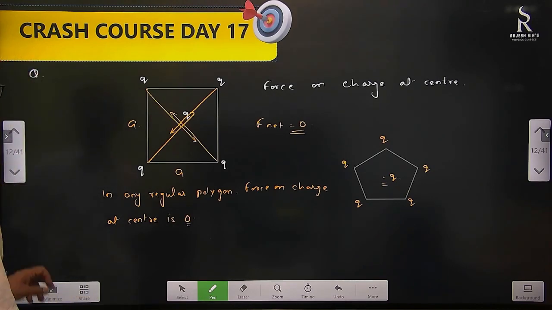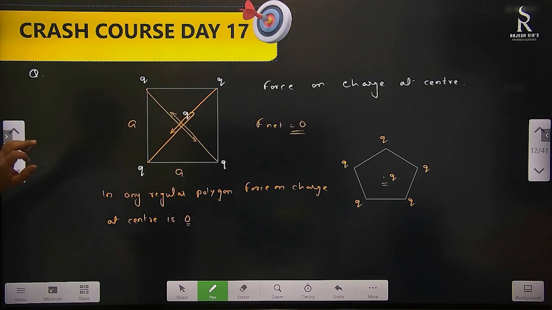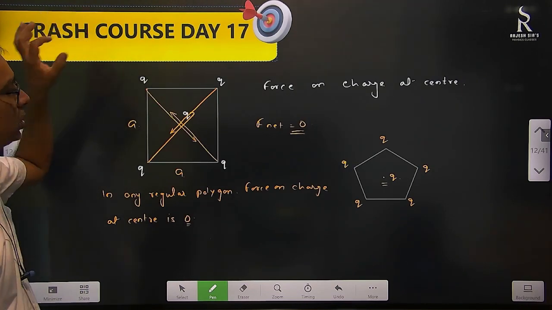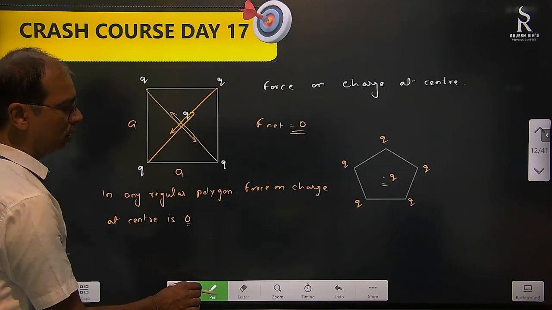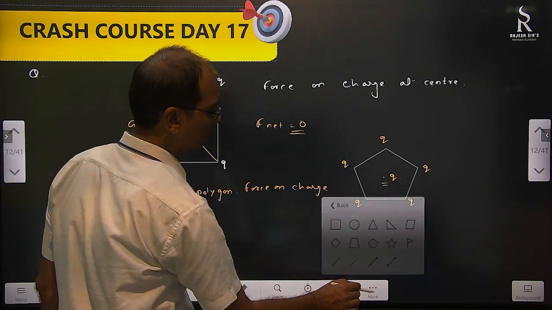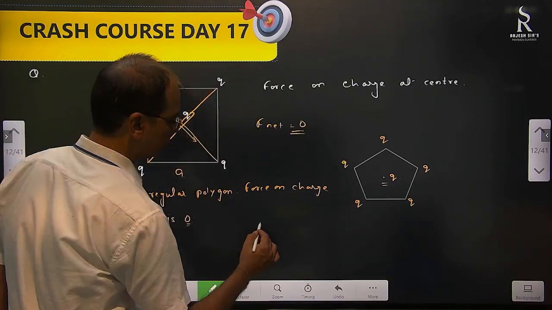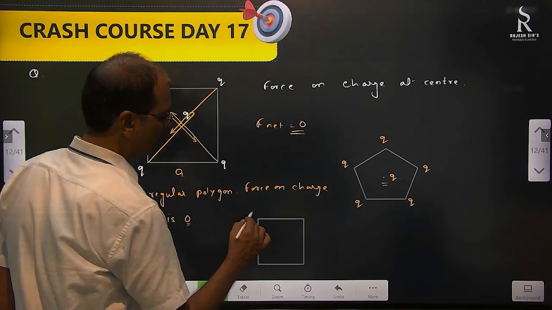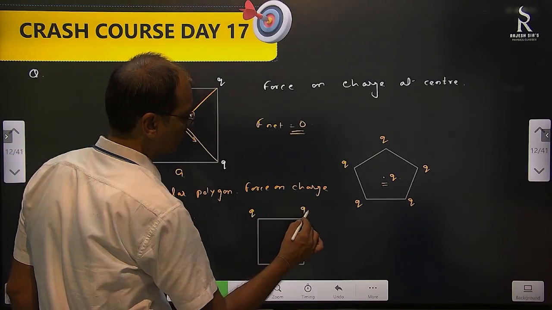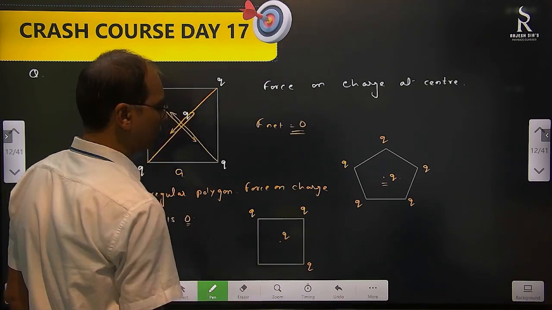Okay, but they ask you the question in a different way, right? They don't ask a direct question on this one. They ask that by removing one charge, what will be the field, or rather the force. Okay, let's remove one charge from here. So it's like this now. Charge on this one is Q, on this one is Q, on this one is Q, and you have to find the force on the charge at the center. And here nothing.